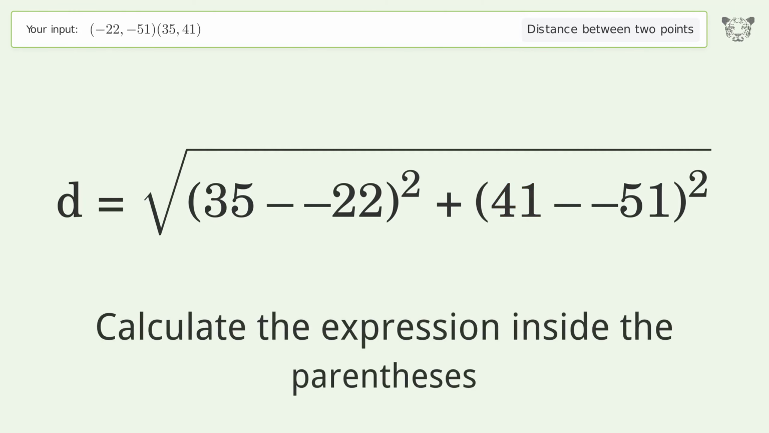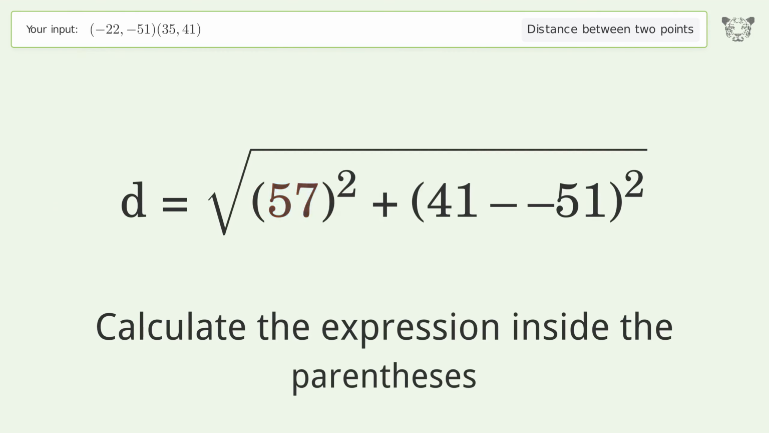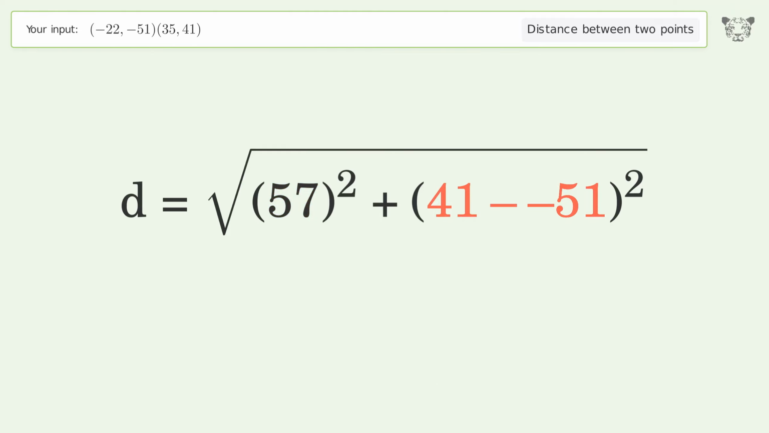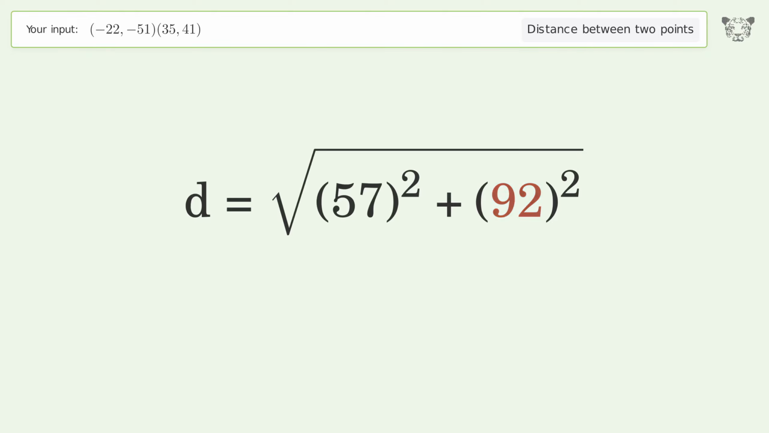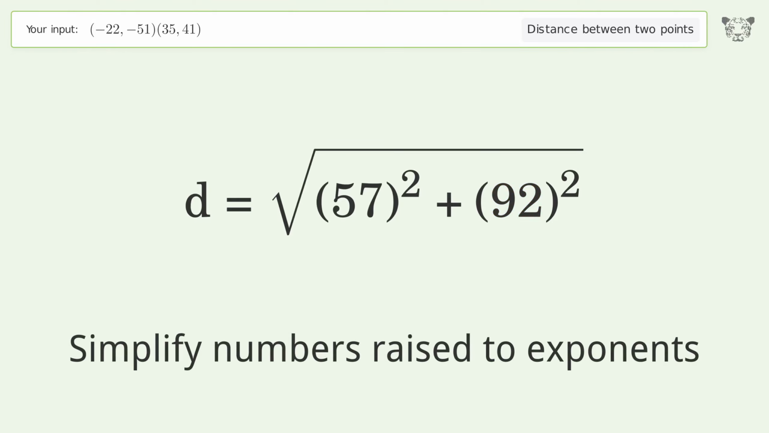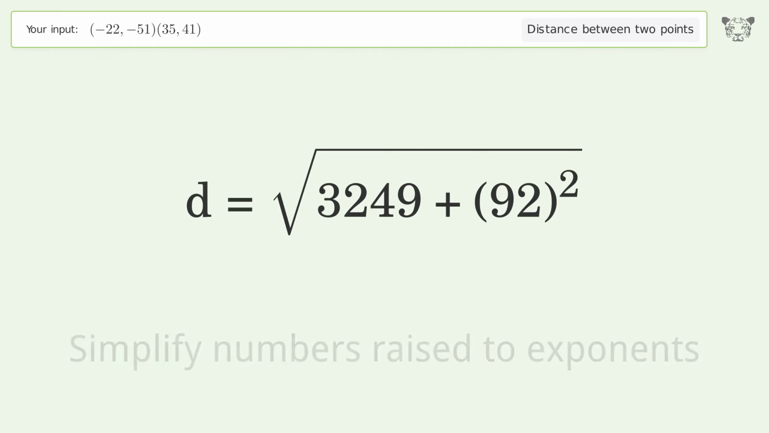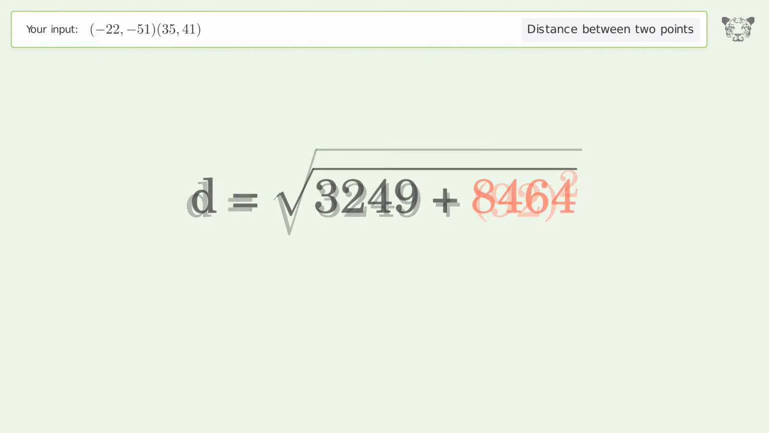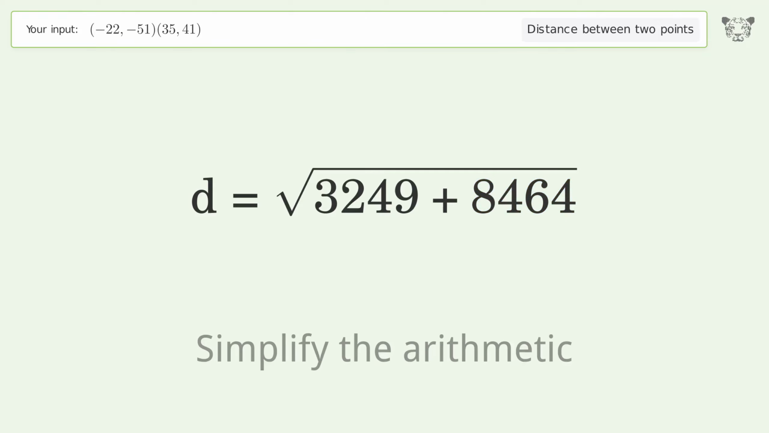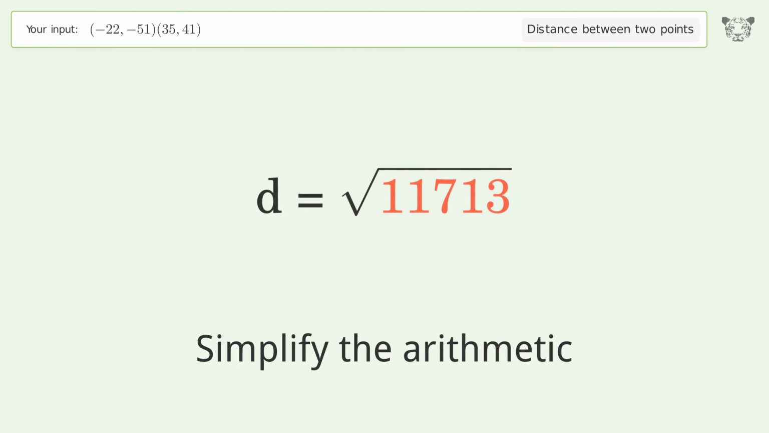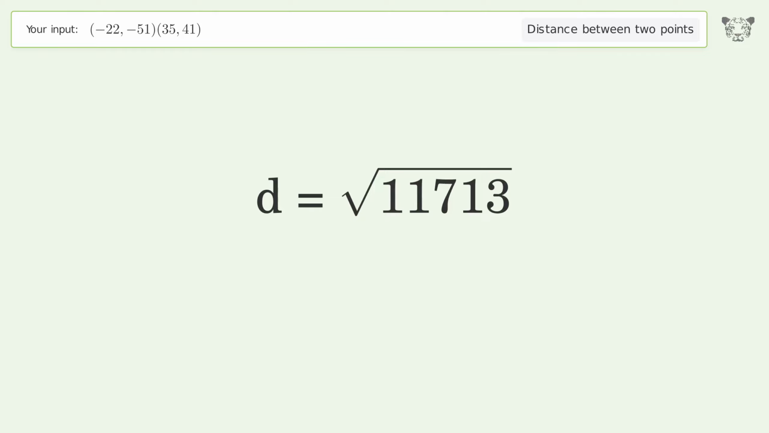Calculate the expression inside the parentheses. Simplify numbers raised to exponents. Simplify the arithmetic. And so the distance between the 2 points is the square root of 11,713, or 108.227.